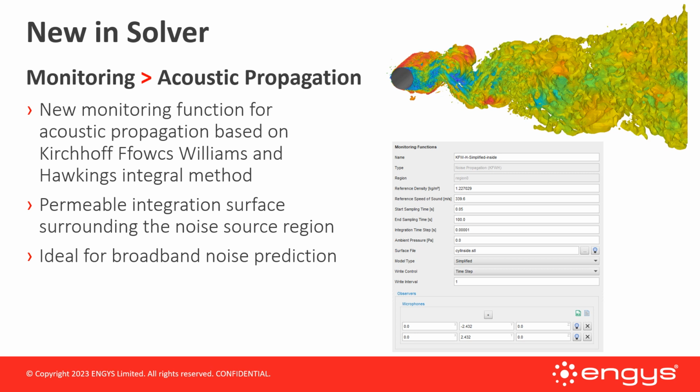The Kirchhoff-Fowlkes-Williams-Hawkins acoustic analogy is a CFD model that predicts broadband noise from turbulent flows, using a permeable integration surface surrounding the noise source region. It accounts for solid boundaries and moving sources, making it ideal for various broadband noise predictions.